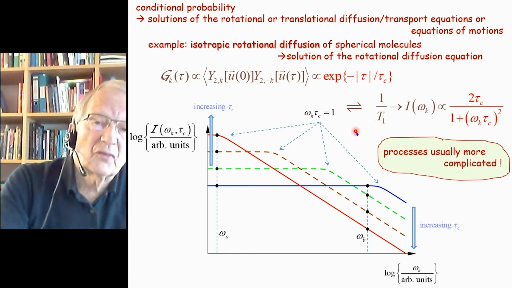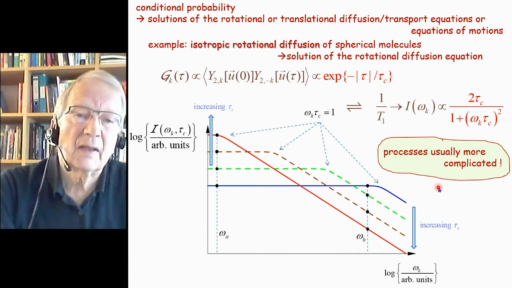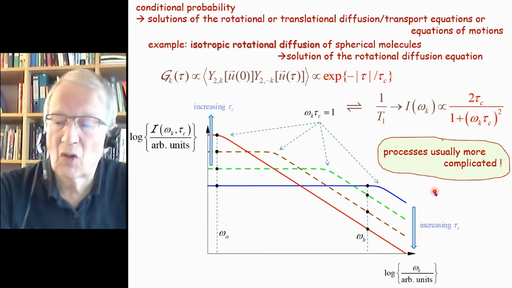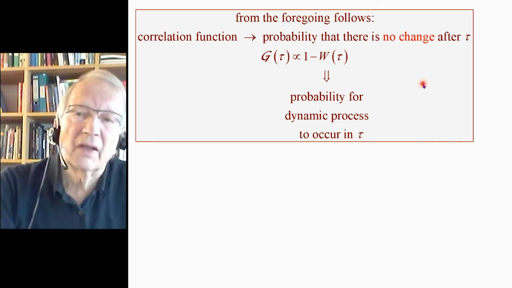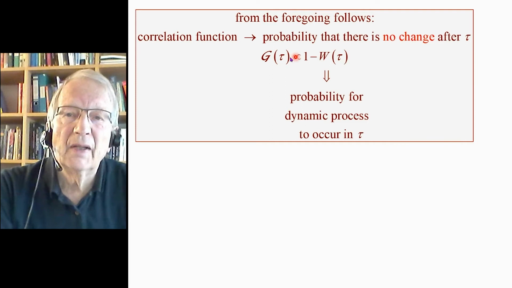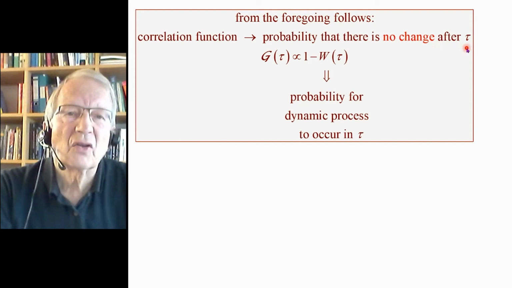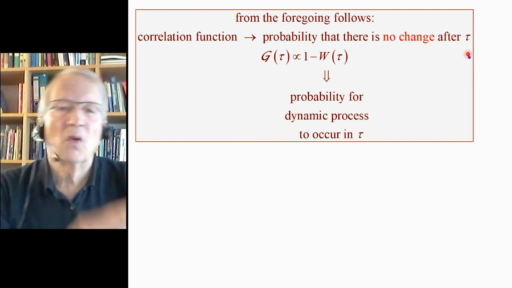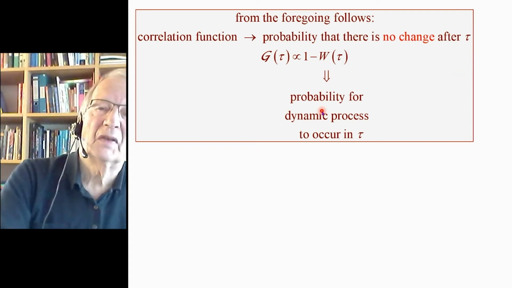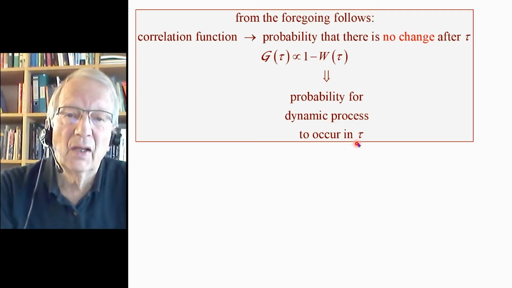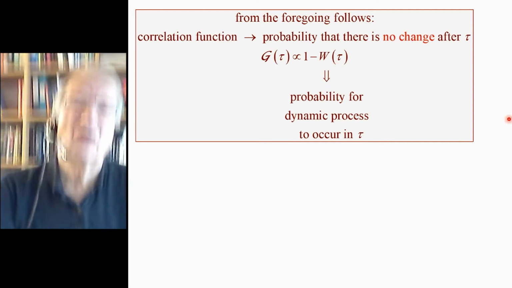So this is a very simple case, and processes which are of interest in field cycling NMR relaxometry are usually much more complicated. The best way to calculate a correlation function is just to remember that it's just the probability that there's no change after tau, no change of the orientation or distance or something like this. So if W of tau is the probability that a certain dynamic process occurs in tau, then 1 minus this W will be just the correlation function.